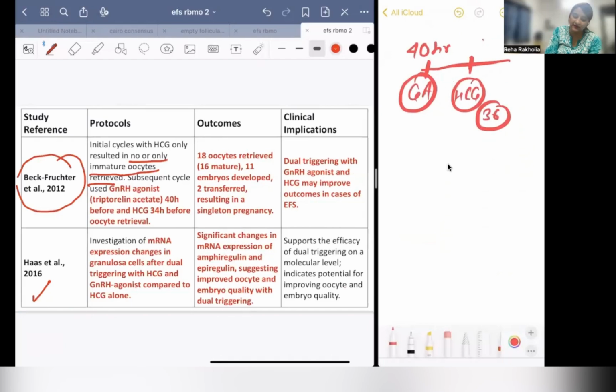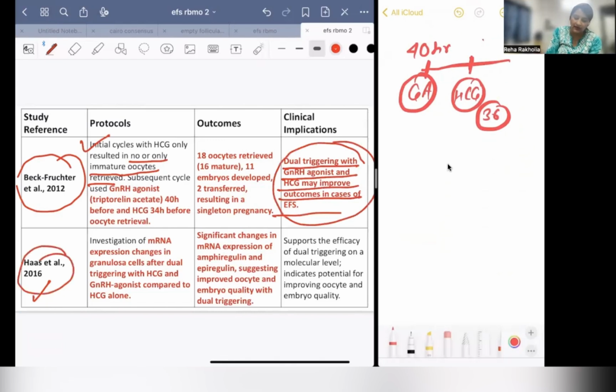18 oocytes retrieved. Before there were no oocytes or only immature oocytes retrieved, but now 18 oocytes retrieved, 16 mature, 11 embryos developed, and 2 transferred resulted in singleton pregnancy. Dual triggering with GnRH agonist and HCG improves outcome in EFS. That means dual triggering is helpful.